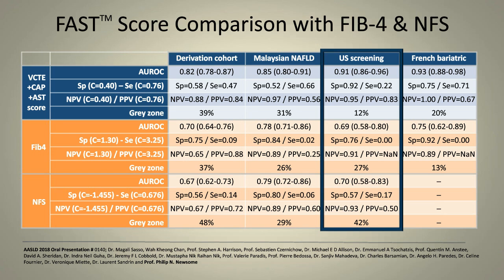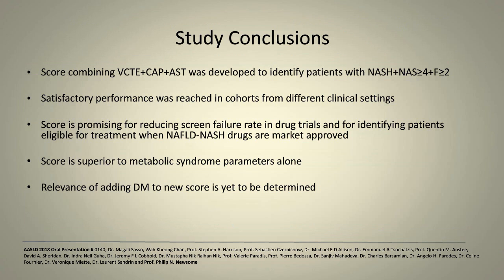So ultimately, the conclusion was that when you combine AST with FibroScan, you can really begin to identify this at-risk group of patients. There's still some work that needs to be done relative to adding diabetes to see if that might improve the diagnostic accuracy of the test.